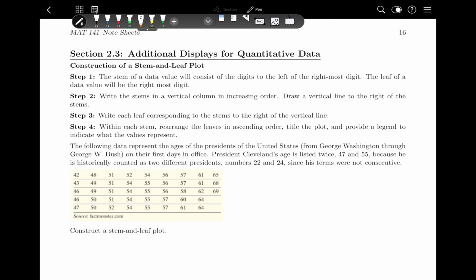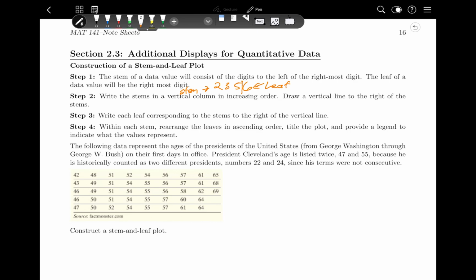With stem and leaf plots, the stem of a data value will consist of the digits to the left of the rightmost digit. The leaf of the data value will be the rightmost digit. So if I have a bunch of numbers, let's say that's my number 2,356, then the very last number over here is my leaf, and everything to the left of that is the stem.